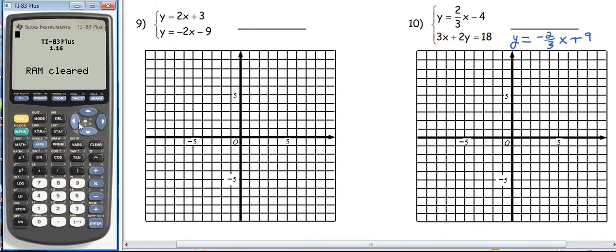Let's look. So number 9, we would figure this out by putting in 2x plus 3. And then in the second one, we're going to put negative 2x minus 9. Now notice the negative sign is a little bit smaller, even though it looks like a minus sign here, it's a negative. Good rule of thumb is if there is not a number or a letter in front of and behind this sign, it's negative. The equal sign does not count.